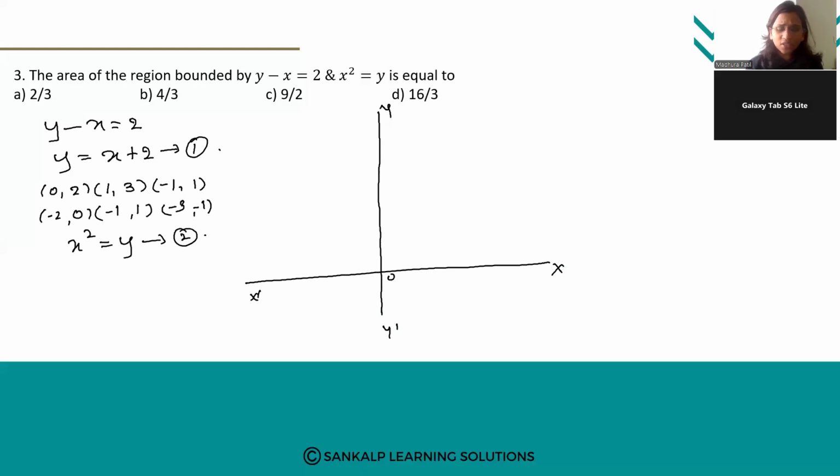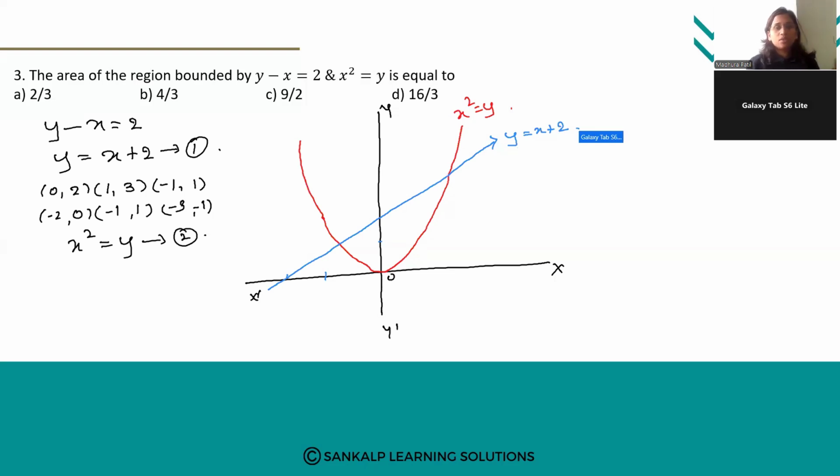Say this is the x-axis, x dash, 0, that is the origin, y and y dash, okay? Now, first, x square equals y is a parabola whose vertex is at the origin. Am I correct? So this is our first one. Second, it is a straight line. So when x was minus 1, y was 1. When x was minus 3, y was minus 1. If I start plotting this, this is the nature of the straight line you will get, which is y equals x plus 2.